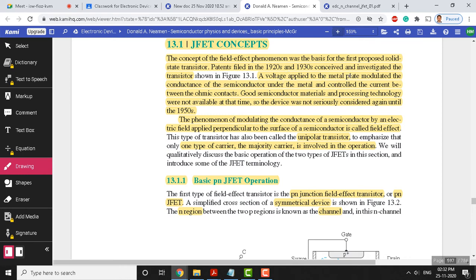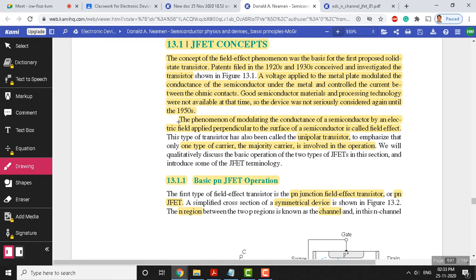A voltage applied to the metal plate modulates the conductance of the semiconductor under the metal and controls the current between the two ohmic contacts. It is almost the same principle that we said, applied even here in the very first JFET when the transistor was conceived. Good semiconductor materials and processing technology were not available at that time. So the device was not seriously considered again until the 1950s.